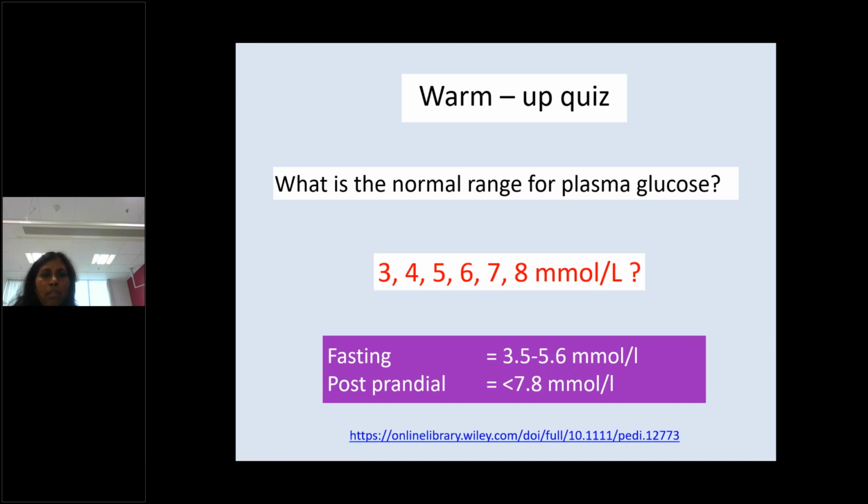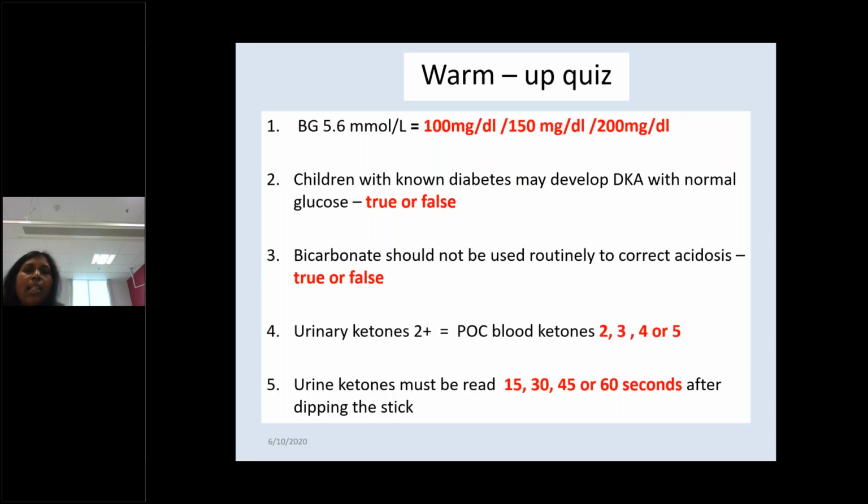So moving on, there's another slide with a warm-up quiz again. So BG of 5.6 millimoles per liter corresponds to 100 milligrams per deciliter, 150 milligrams per deciliter, or 200 milligrams per deciliter. What do you think is the answer?